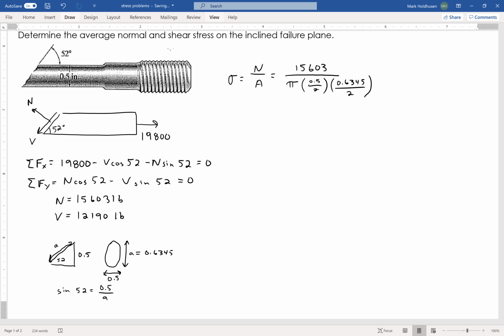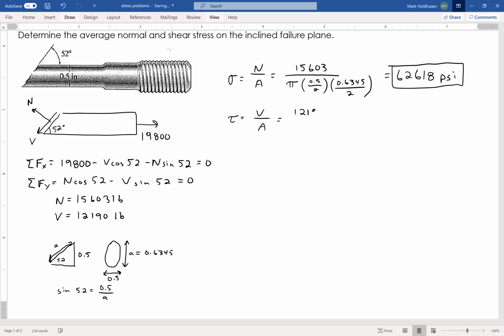Anyway, from that, I calculate that my normal stress then is 62,618 pounds per square inch, or I could do 62.6 KSI if I wanted to. Do the same thing for my shear stress. This one is just going to be the shear force divided by the area.